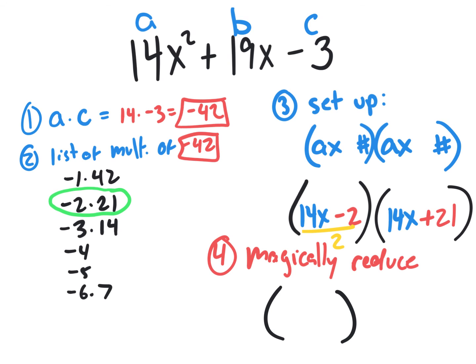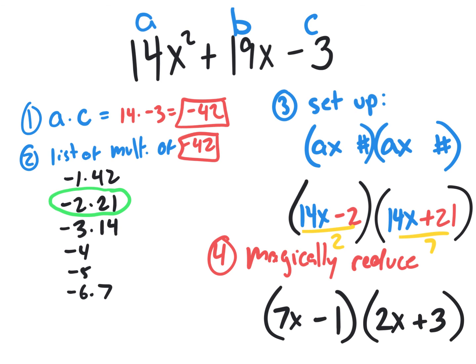So what is 14x divided by 2? 7x. What's 2 divided by 2? 1. Now what about the other binomial? Could I divide by 2? No. What's the greatest value I could divide by? 7. So if I divide both of them by 7, what's my binomial going to be? 2x plus 3. And believe it or not, we're done.